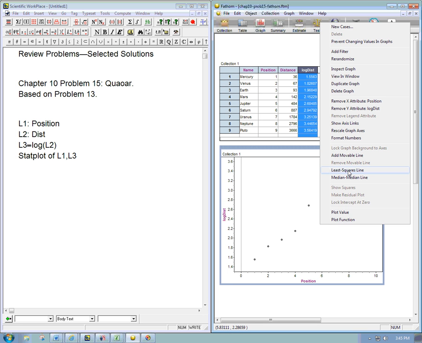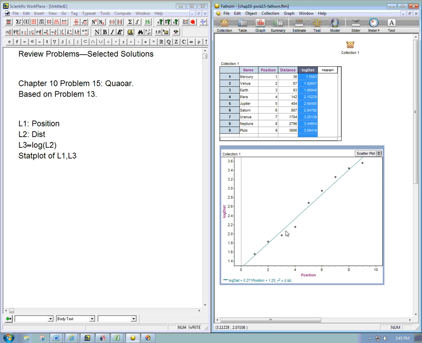Let me use Fathom here to do a least squares regression. Okay, doesn't look too bad. Our R squared is 0.98. Now remember, that's not a guarantee that this is the best possible simple model, but it's definitely saying we're on track.